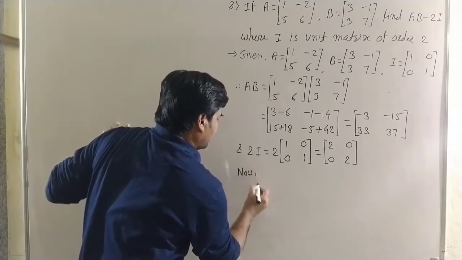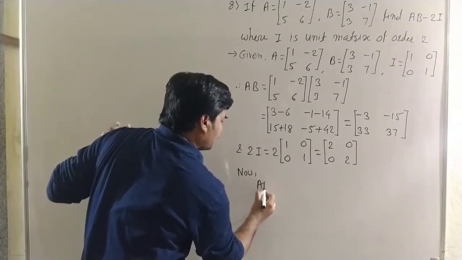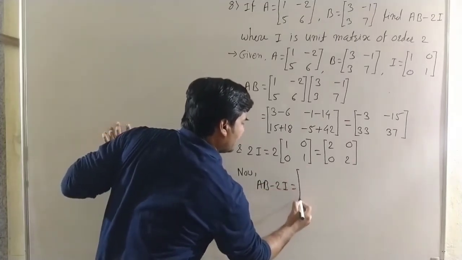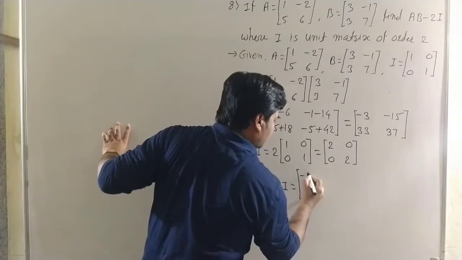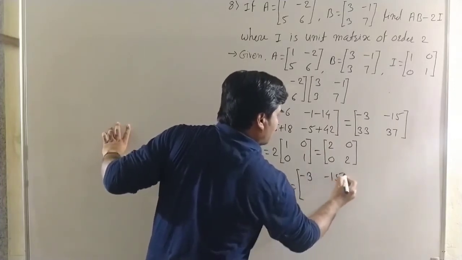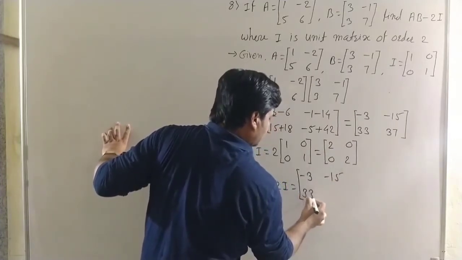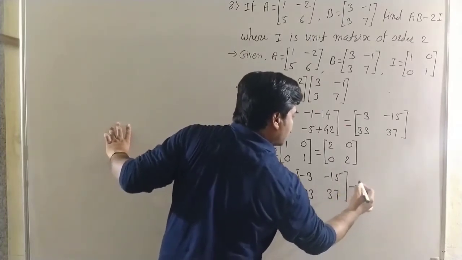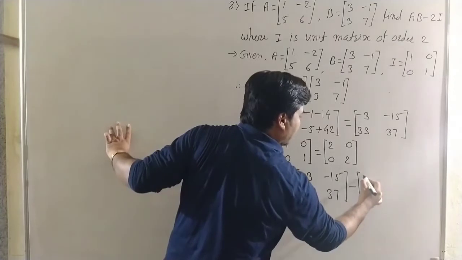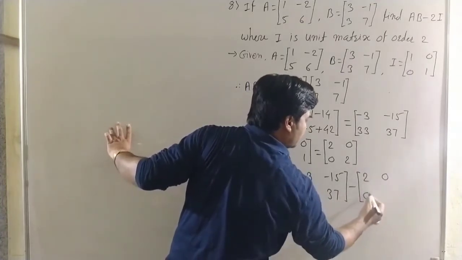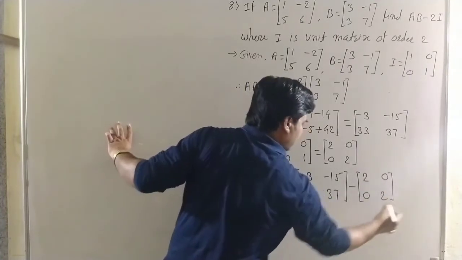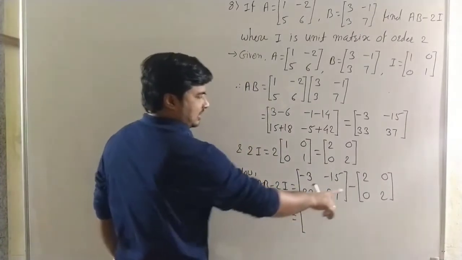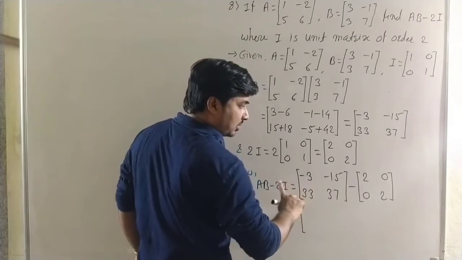Now last, AB minus 2I is equal to AB, that is [-3, -15; 33, 37], minus 2I, that is [2, 0; 0, 2]. And now we take the subtraction. Here it is a subtraction, that means subtraction of the corresponding elements.